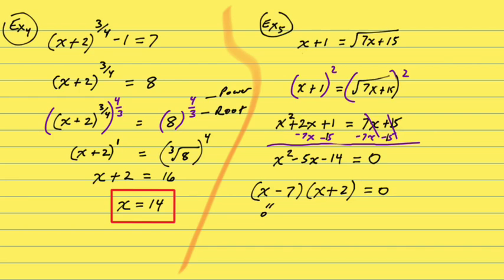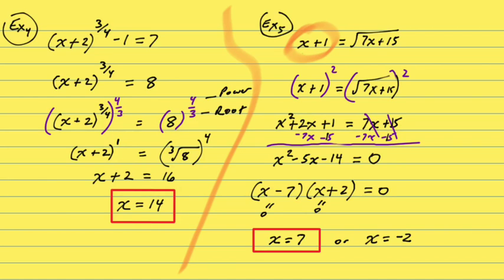What makes each one of these equal 0? The answer would be x equals 7 or x equals negative 2. The problem is only one of them works. If you put in a negative 2 up here, what's negative 2 plus 1? Negative 1. A square root can never equal a negative. So I know that one does not work.